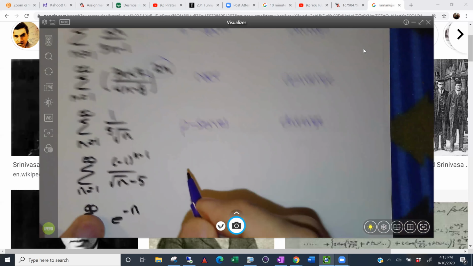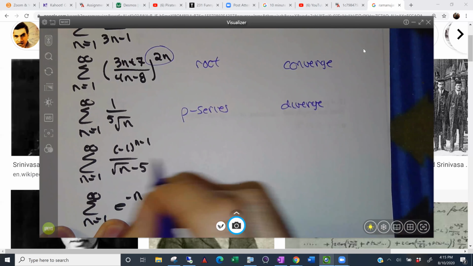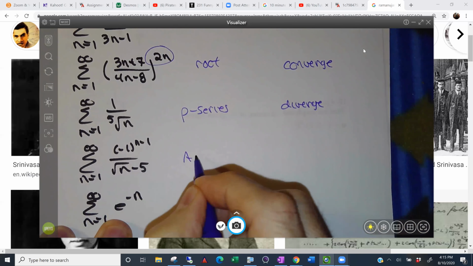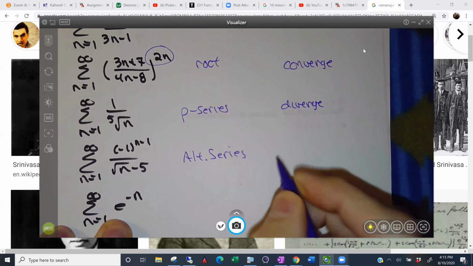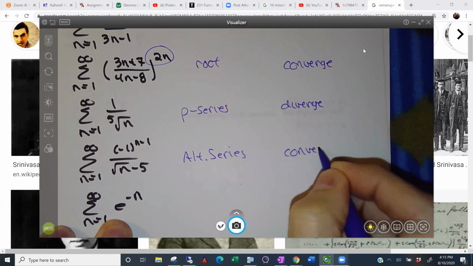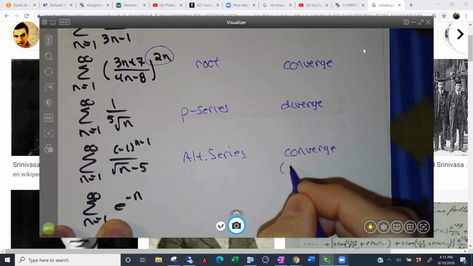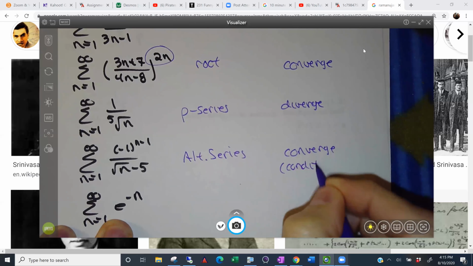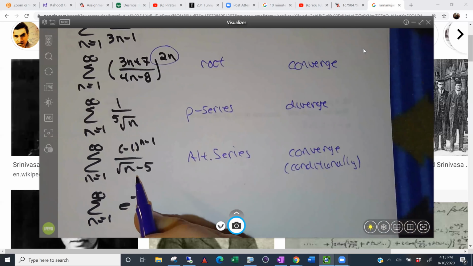How about this one? Alternating series. Yeah, alternating series. And that's going to converge. And actually, it's going to converge conditionally, because the series itself is kind of like a p-series with p equal 1/2. So it's not going to converge absolutely.